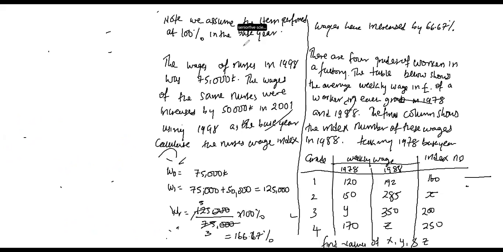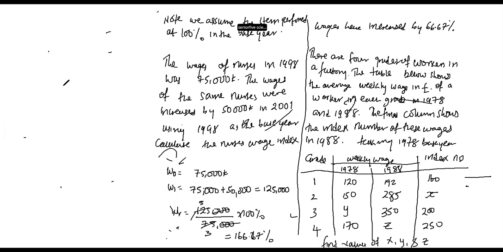According to this question, we have grade 1. In 1978, grade 1, the person was earning 120 pounds. Then in 1988, the person was earning 192. Then the index number or the price relative is 160 for that grade 1.